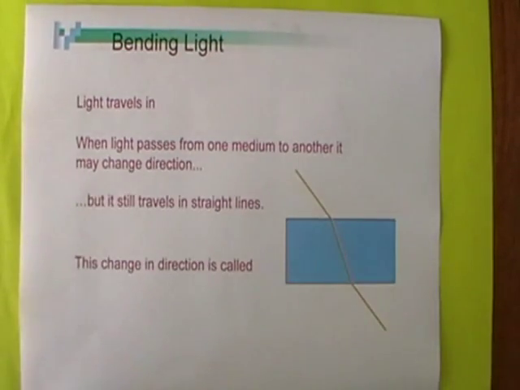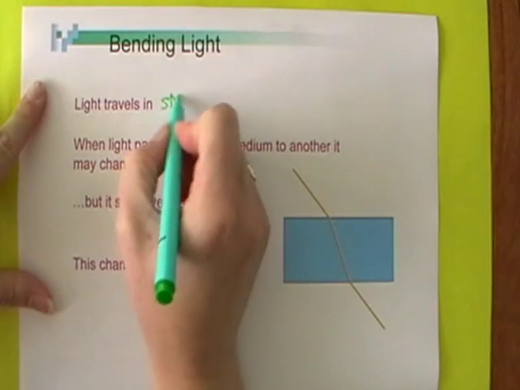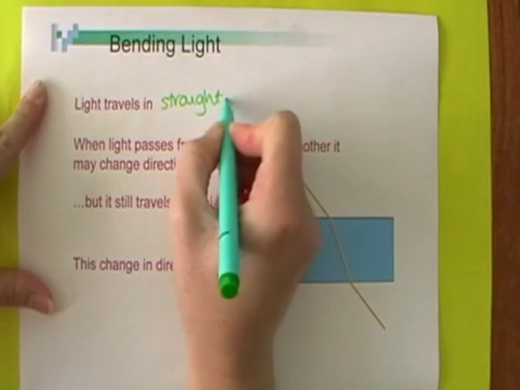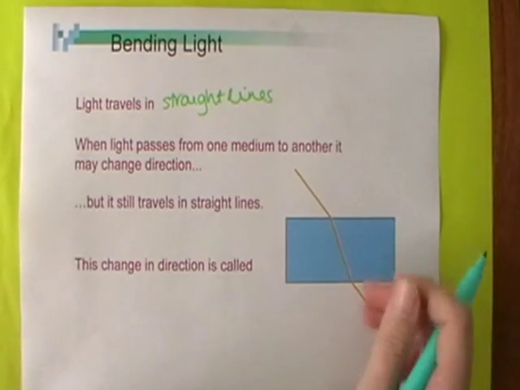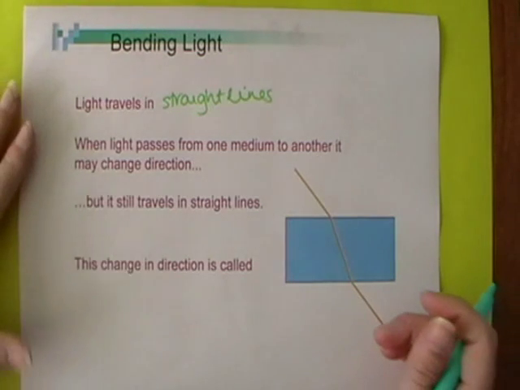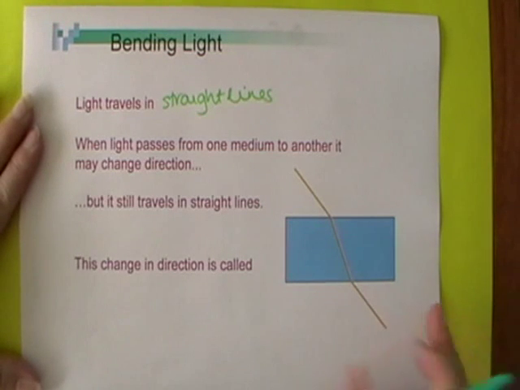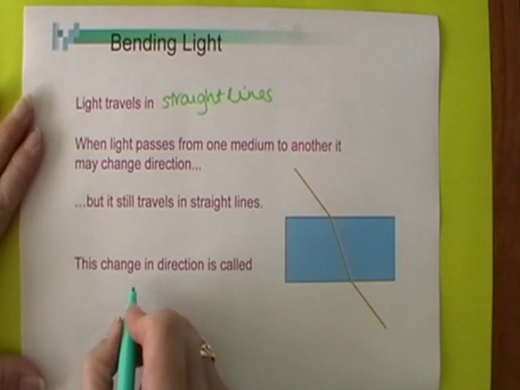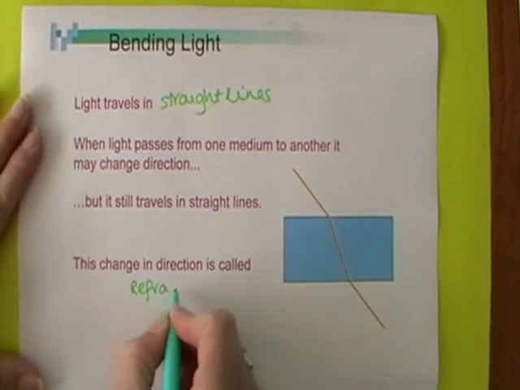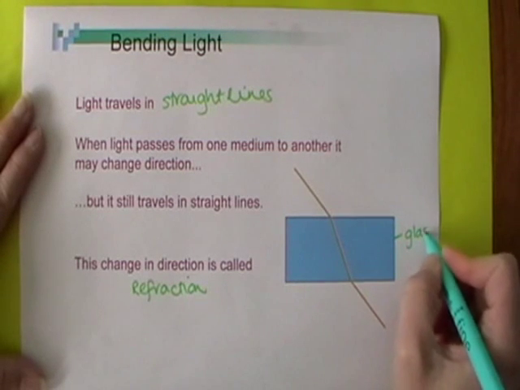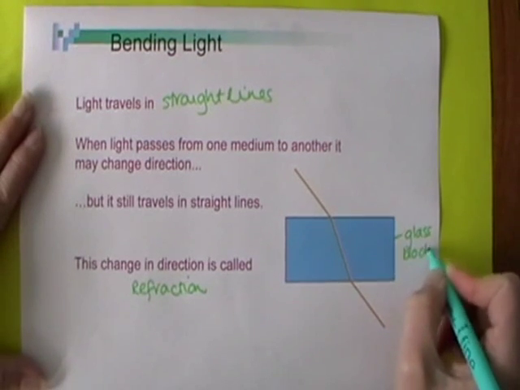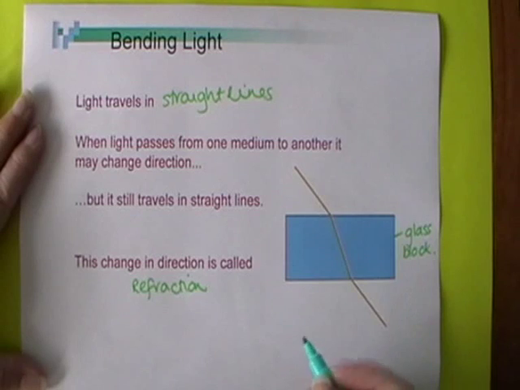As we've already learned, light travels in straight lines. When light passes from one medium to another, for example from air into glass, it may change direction, but it still travels in straight lines. And this change in direction is called refraction. And this can be demonstrated using a glass block and a ray of light produced from a ray box.